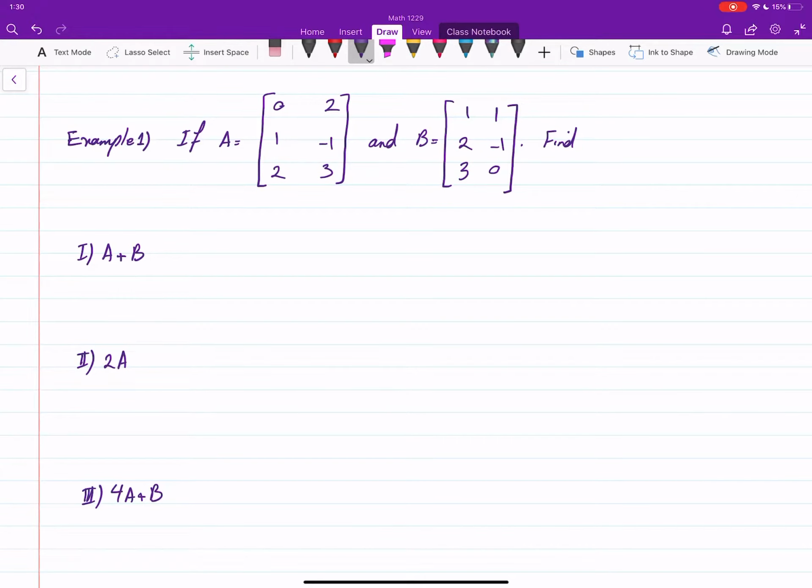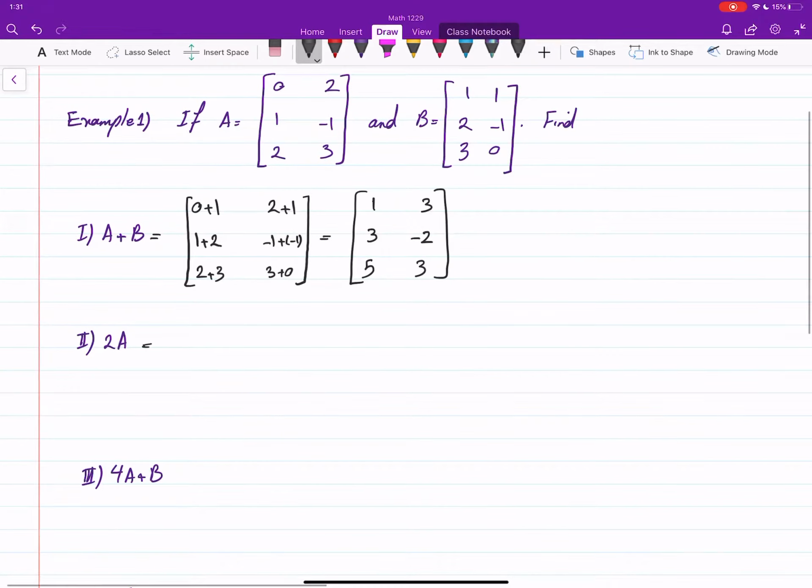Hi, in this video we will do some examples for matrix operations and use the properties of the matrix operations. Here, two matrices A and B are given and we are supposed to find A plus B. Remember that matrix addition occurs entry-wise. So we have 0 plus 1 here, 2 plus 1, 1 plus 2, negative 1 plus negative 1, 2 plus 3. I'm just adding the corresponding entries. The result is 1, 3, 3, negative 2, 5, and 3.